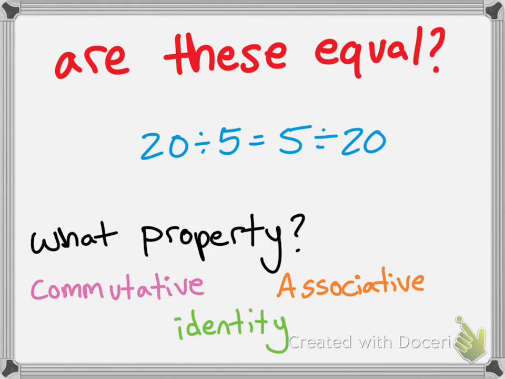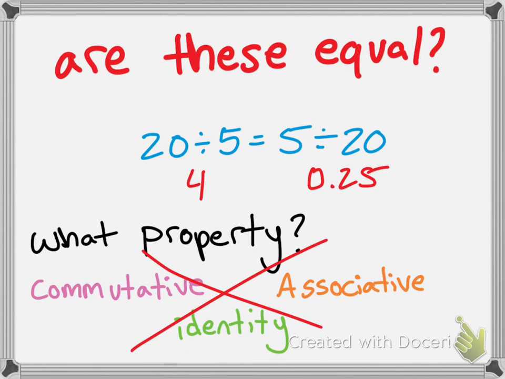Yes or no? So thumbs up, thumbs down. Are these ones the same? Thumbs up or thumbs down? Yeah, thumbs down. This is not the same. 20 divided by 5 is 4. 5 divided by 20, if we did the whole thing, we would get 25 hundredths. Those are not the same thing.